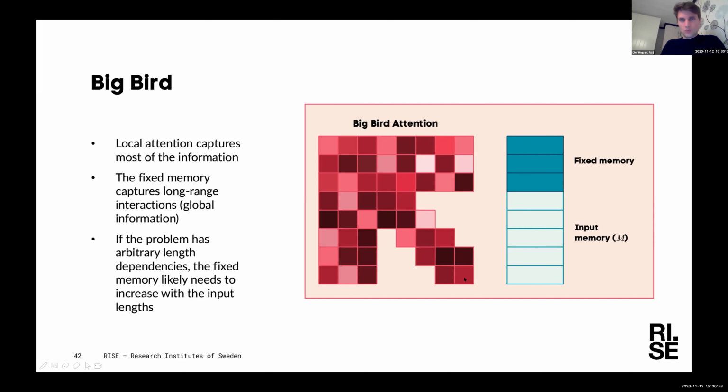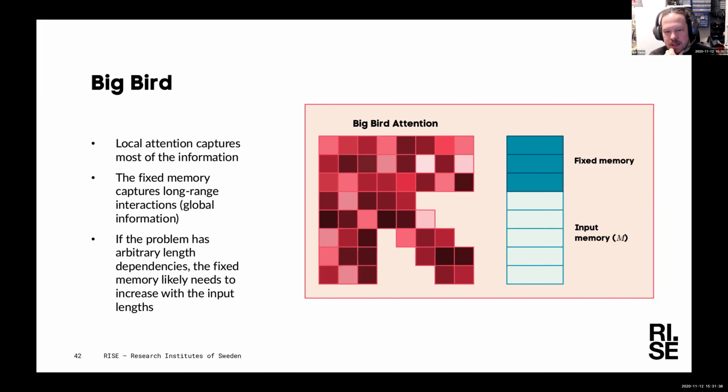Erik? Yes. Would you say that this adds some sort of a bottleneck effect? Did they investigate this in any way? No, or not that I can recall. It does introduce a bottleneck effect. One of the issues is that, depending on what kind of interactions you want to capture and how many of the dependencies are actually long range, you will need to increase the fixed memory size.